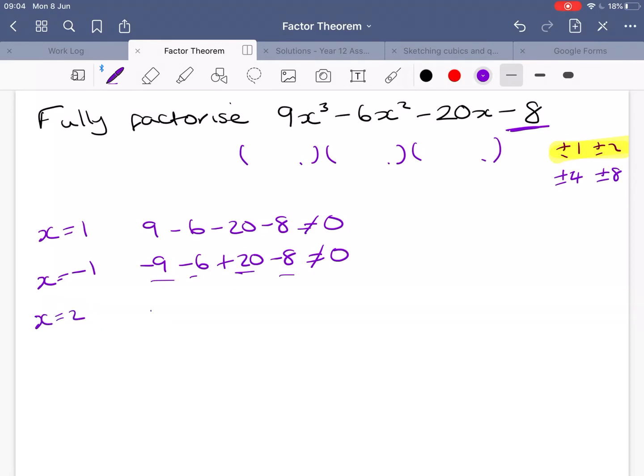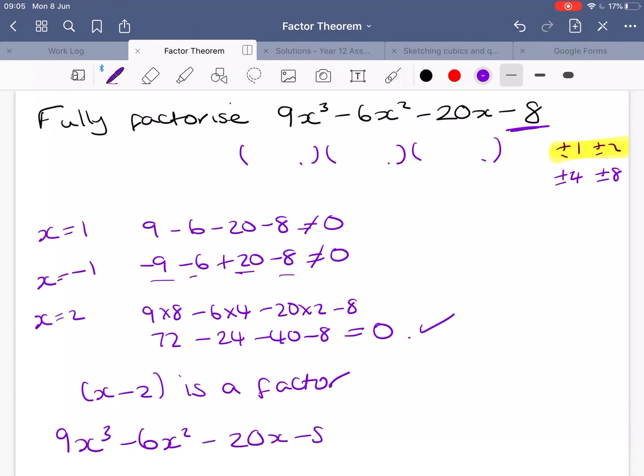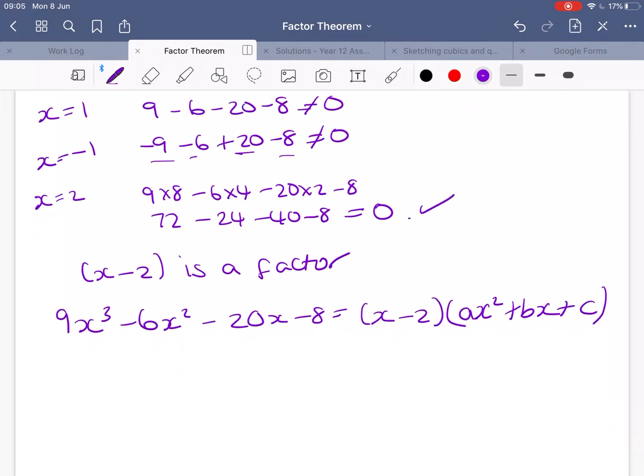So x equals 2. 9 lots of 2 cubed, which is 8, minus 6 lots of 2 squared, minus 20 lots of 2, minus 8, so that's 72, minus 24, minus 40, minus 8, and guess what? That one does equal 0. So x equals 2 is a solution, which means x minus 2 is a factor. Okay, so I have my 9x cubed minus 6x squared minus 20x minus 8 is equal to x minus 2 times ax squared plus bx plus c.